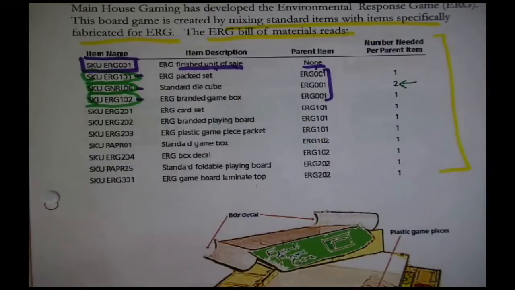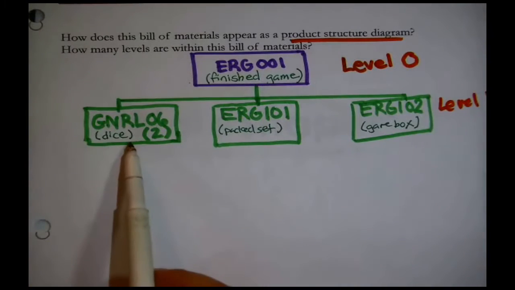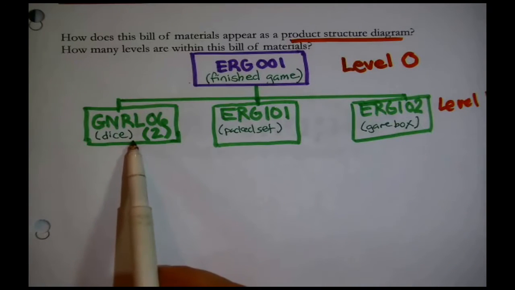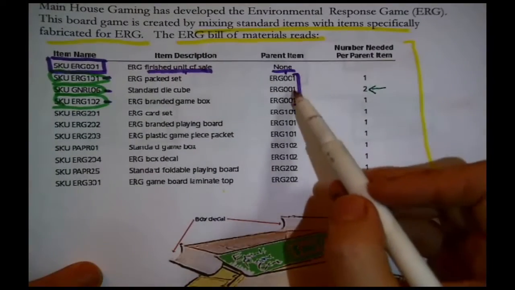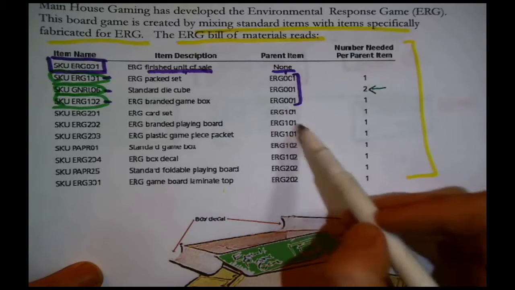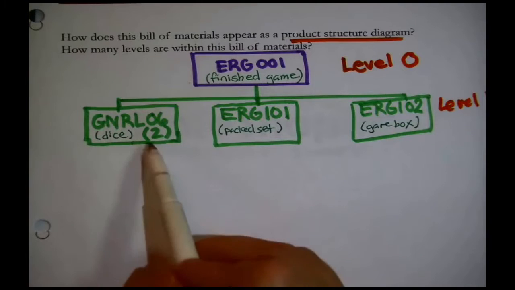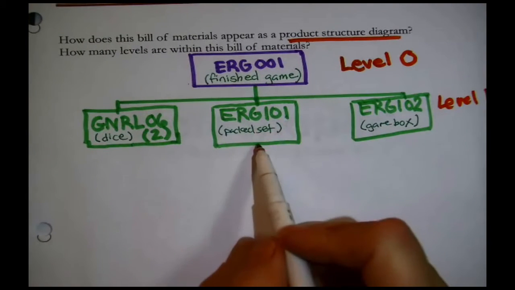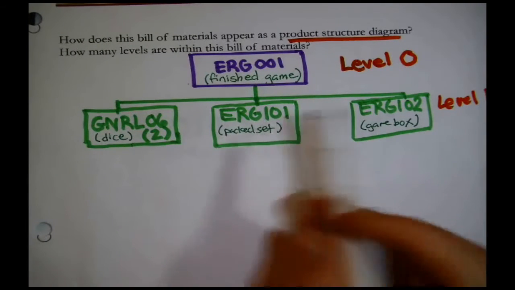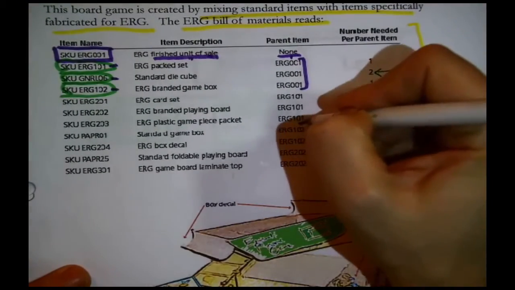You say, well, okay, what do we do next? What we do next is we take, for instance, somebody we've already drawn, like the dice, GNRL06, and we scan up and down here. Does anybody have that item for a parent? And I don't see a G in here anywhere. So the answer is no. Which is nice. It means we're done drawing over here. Now, wait a minute. What about this one? ERG101, the actual packed set. Does anybody have that for a parent? Oh boy. The next 3 do.